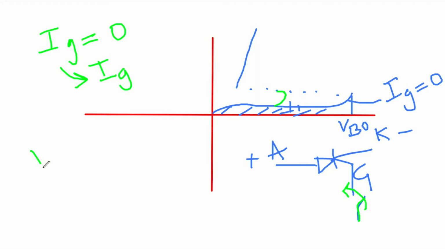What happens to the voltage across the anode? Now we are taking this point, and let that voltage at this point be VA. So the voltage at this point is what we are talking about, VA.